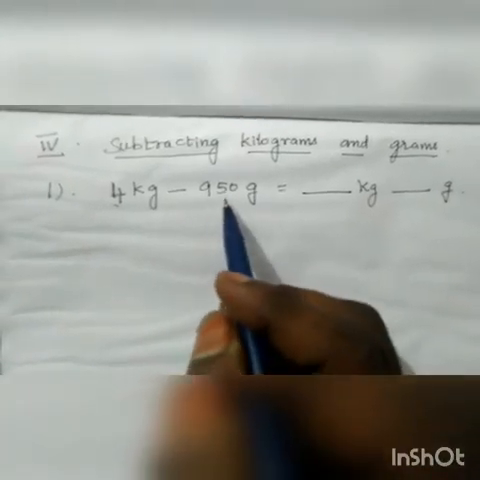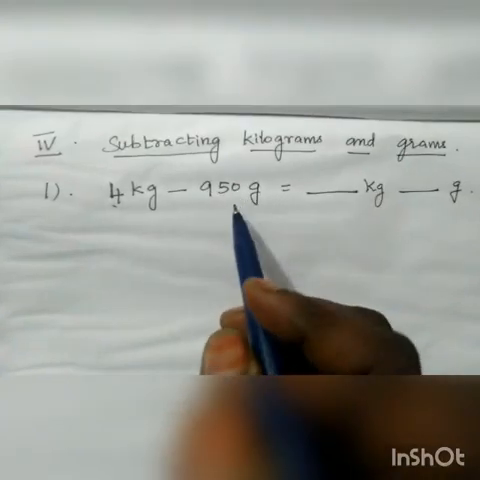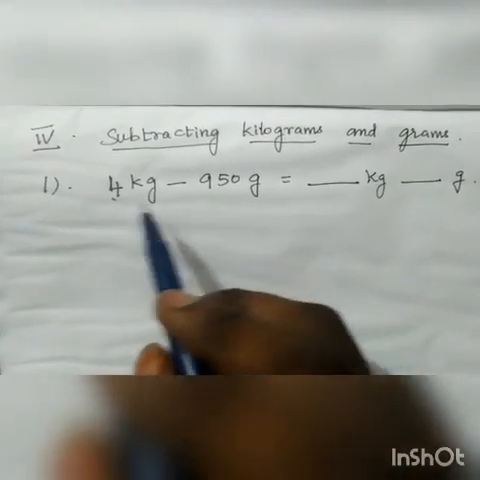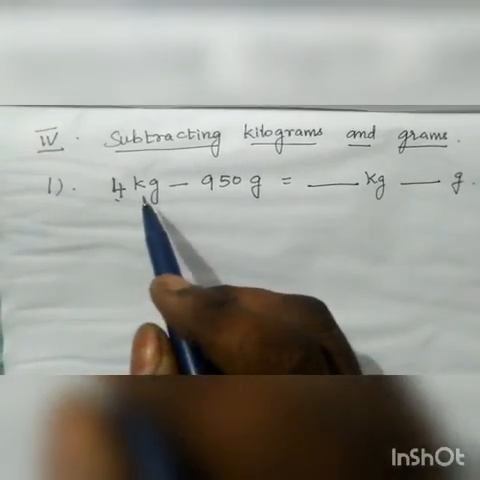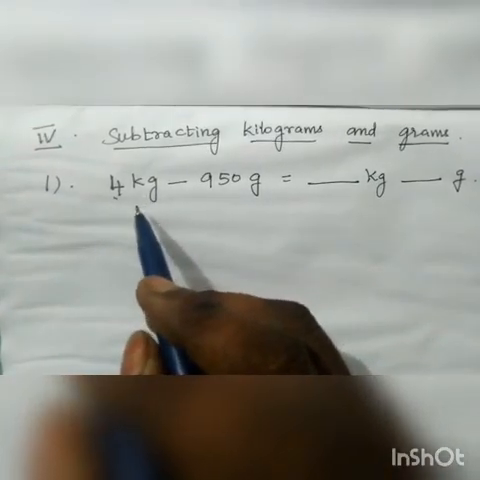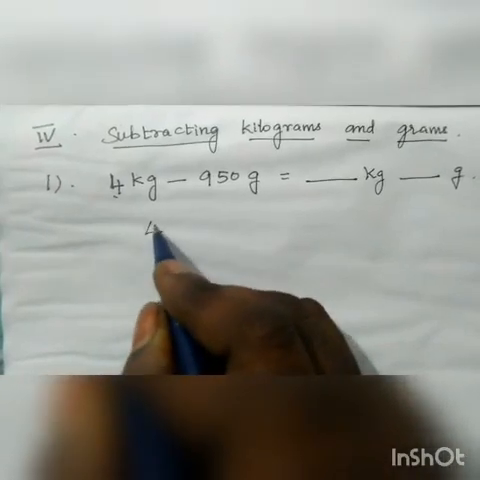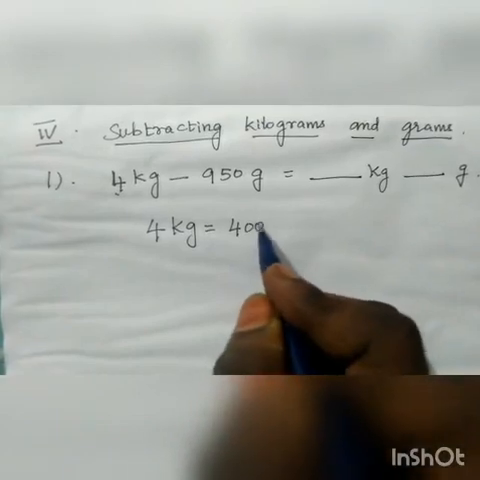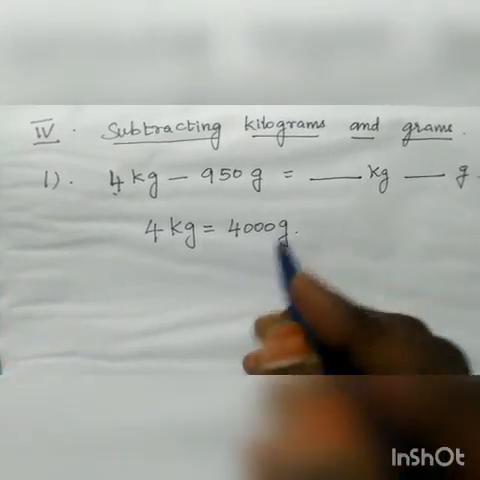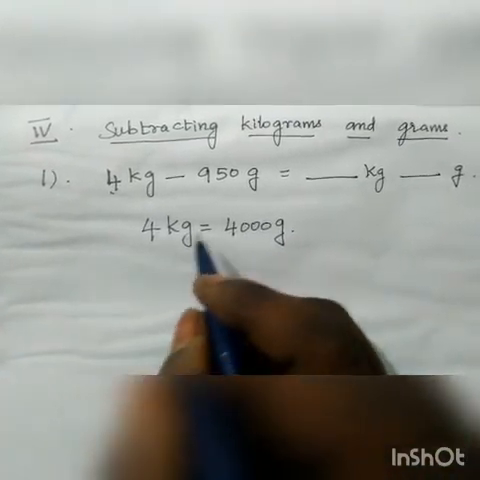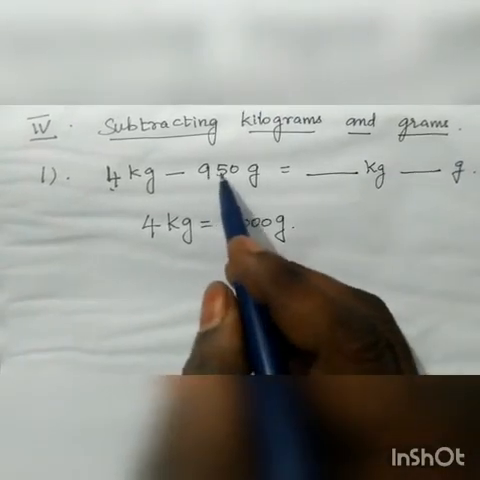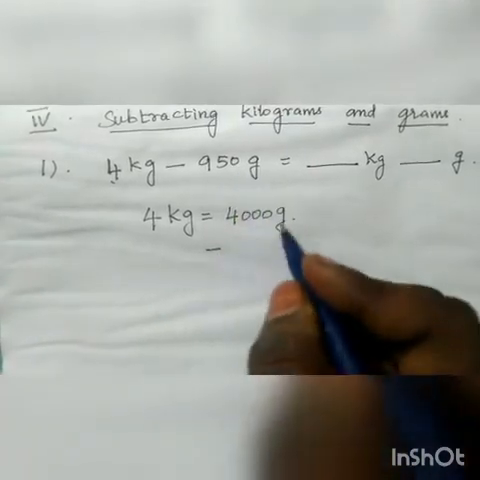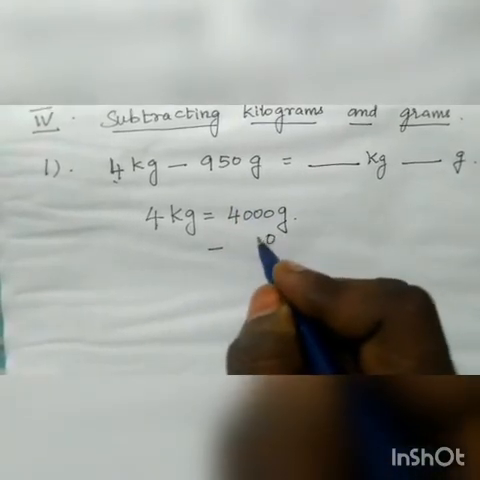Here only 950 gram is there. If the value reaches 1000, then only we can convert gram into kilogram. So we can change kilogram to gram. It is very easy for you to do. 4 kilogram is equal to 4000 gram. So, subtract 950 from 4000 gram: write 950 under 4000.